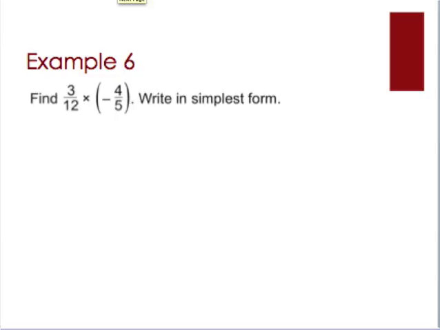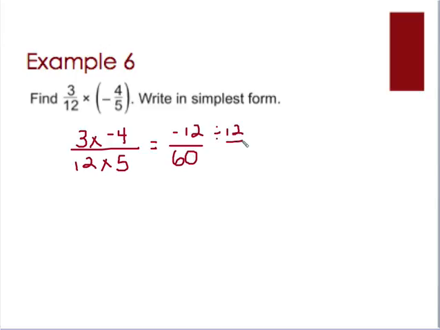Try example 6 on your own. Okay, let's try that again. So on the top we have 3 times negative 4, and on the bottom 12 times 5. 3 times negative 4 is negative 12. 12 times 5 is 60. I can reduce. Well, if I find that least common multiple, I know that the biggest number that I can divide by is 12. So I get negative 1 on the top and 5 on the bottom, and that's my final answer.